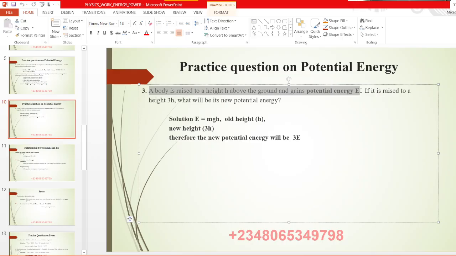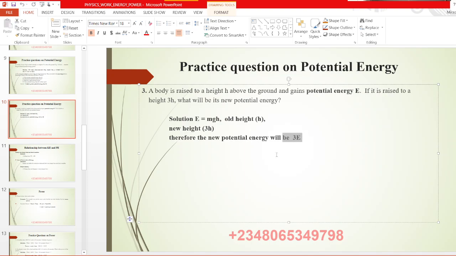Don't cram, we know that the formula for potential energy is mass times gravity times height. But in this case, the potential energy has been given a variable E. So we are equating it: E equals mass times gravity times height. Now, the old height is h, the initial potential energy. Once the height has been increased to 3h, the implication on the potential energy will be 3 times the potential energy. As the height increases, the potential energy increases. So the correct answer will be 3.